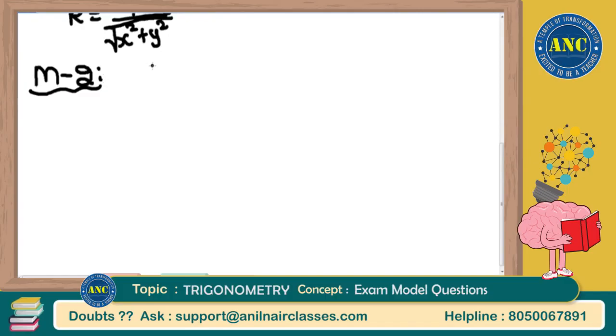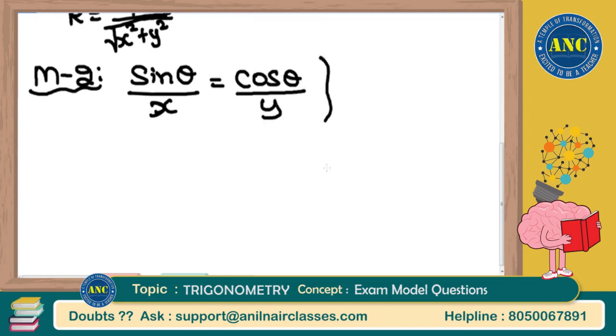Method 2. Can I say that? What is the question, sir? I forgot the question. Okay, this is the question. Method 2 is sin theta divided by x is equal to cos theta divided by y, right? This is the question. If I simplify, first of all, what is required?